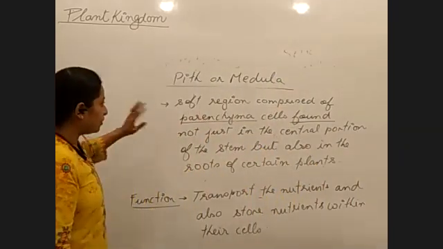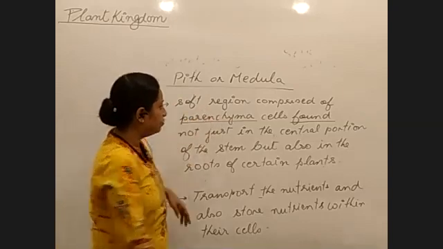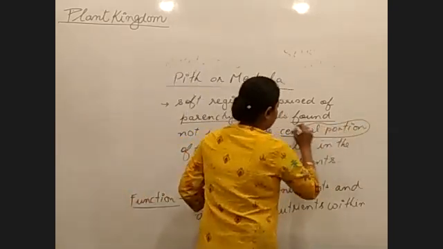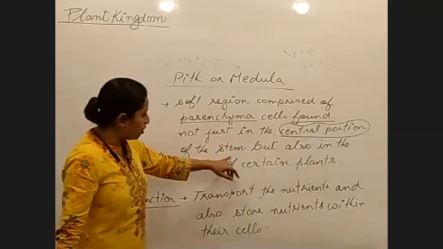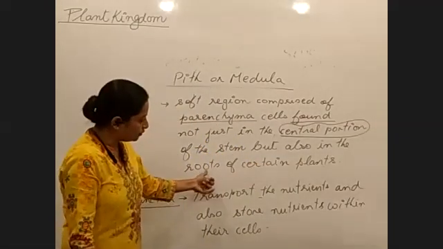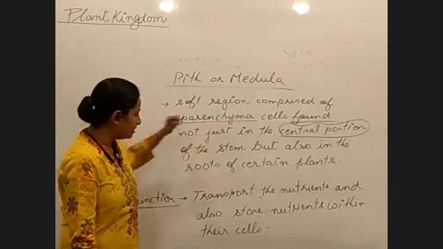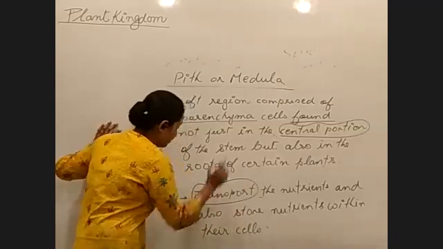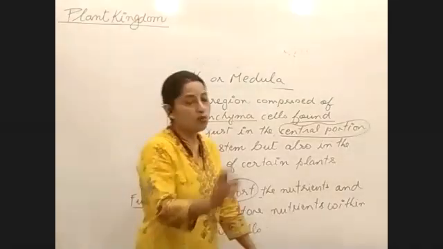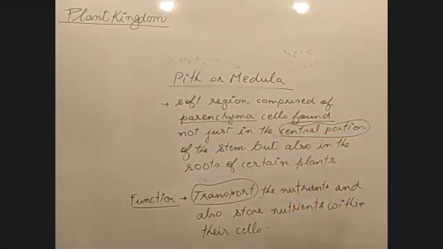So what is pith or medulla? Pith or medulla is a soft region generally found in the centermost portion, more commonly found in stem, but in roots also, in certain types of roots we can find that. It is made up of what? It is made up of parenchyma tissues. What is the function? Transport of nutrients. What is the position? Obviously we have discussed, this is the central position.